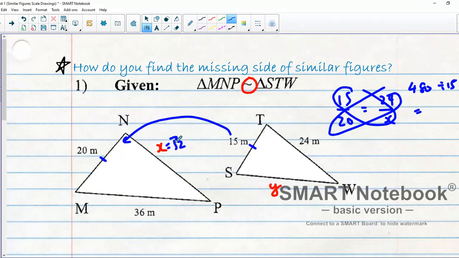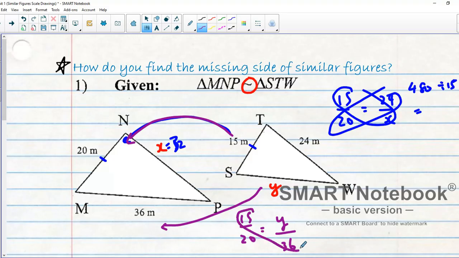X is 32, okay? Now we gotta find Y, so I'm gonna use a different color. Let's use purple. We could do the same thing. We could do 15 to 20 is Y to 36, because I'm going from right to left, smaller triangle to bigger triangle. So again, cross multiply, 15 times 36, 540. Divide that by 20. It's 27. So this is 27. Okay, that's how you do this.